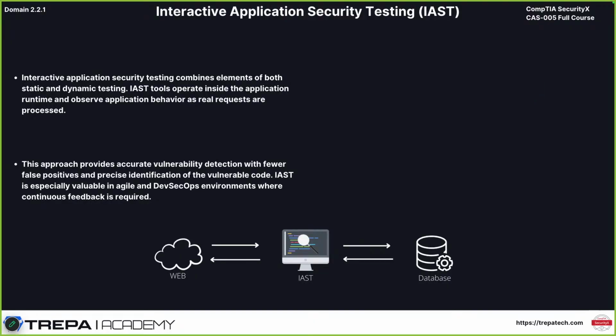Okay, interactive. Interactive application security testing combines elements of both static and dynamic. Interactive application security testing tools operate inside the application runtime and observe application behavior as real requests are processed. So it's a combination of both: looking at how the code functions, and also seeing the front-end results, back-end results, and database results, all through one single tool.